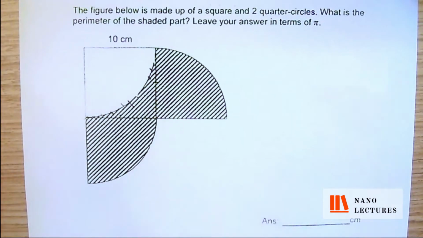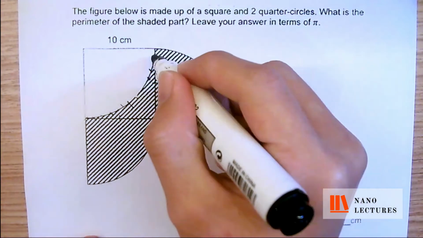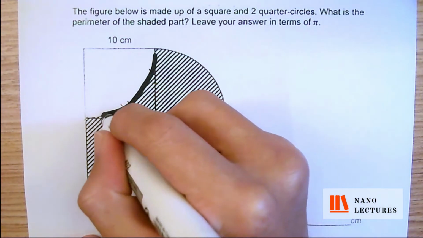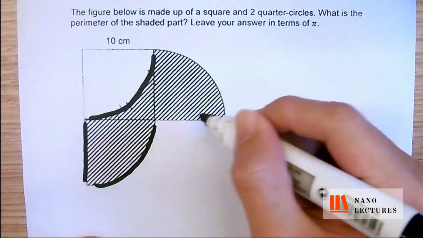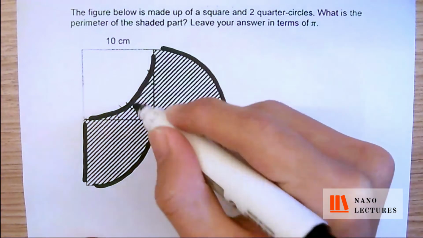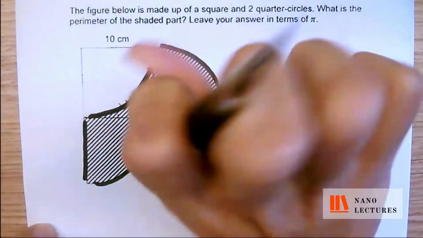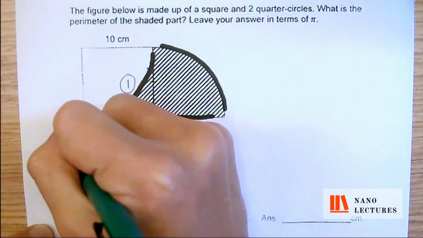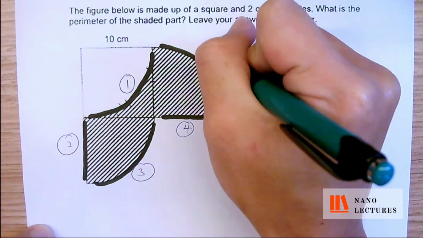Go and use a highlighter. In this case, I'm using a marker. Go and highlight the portion. So this is part of it. They need to add this, plus this, plus this, plus this, plus this. And after you're done with this, go and label each of them, please. So this will be 1, 2, 3, 4, 5.